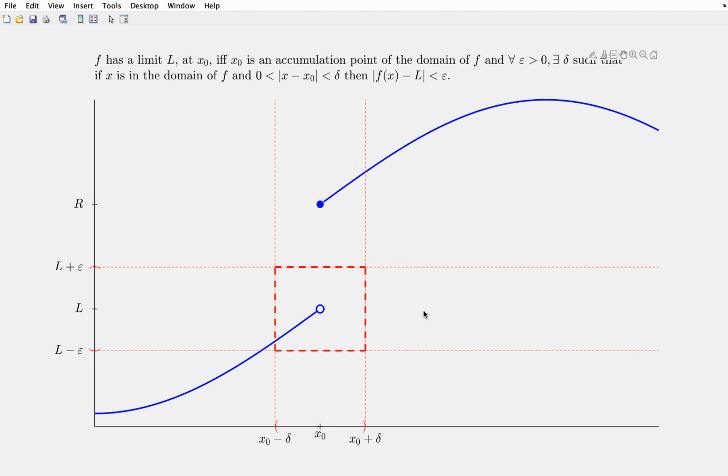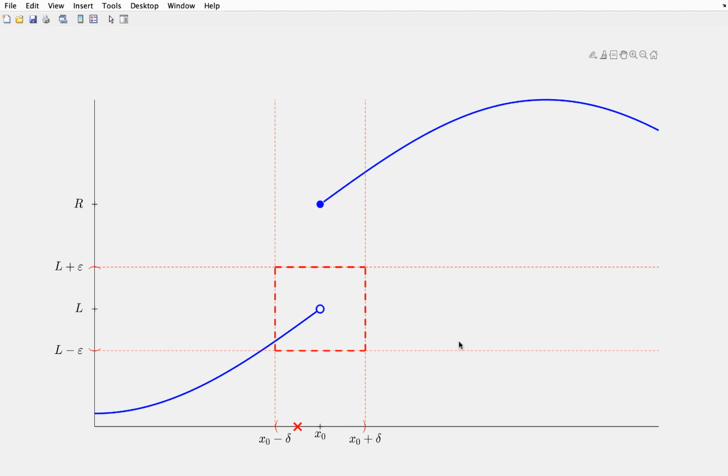However, every x that breaks the rules is to the right of x naught. If I were to look only from the left, I might think, well, from the left I do approach L. It's only the right side that ruins things. So what if I have x that satisfies all of these conditions so long as x is less than x naught?